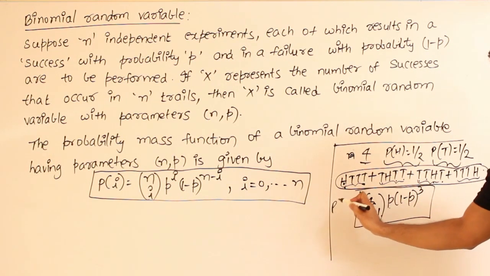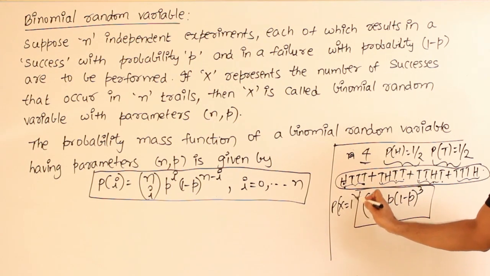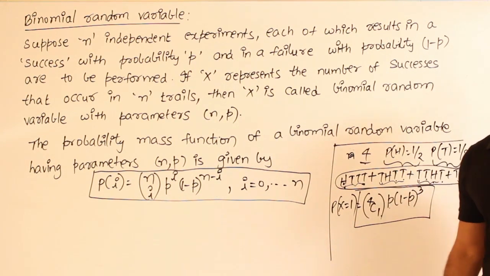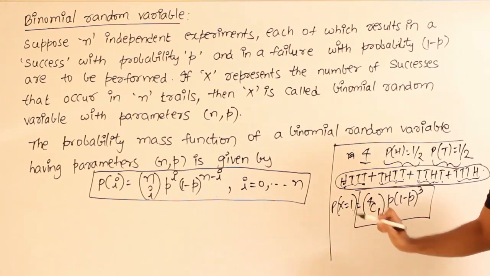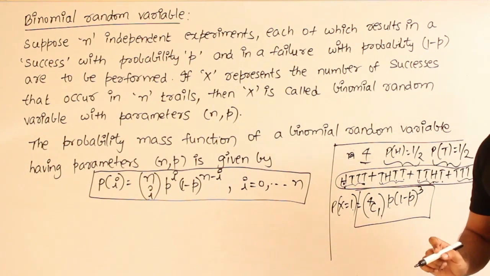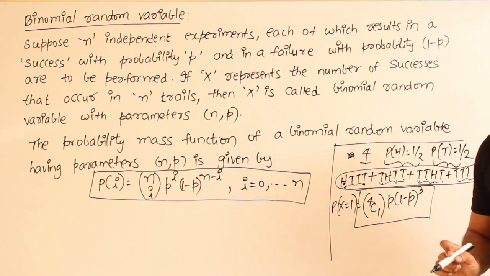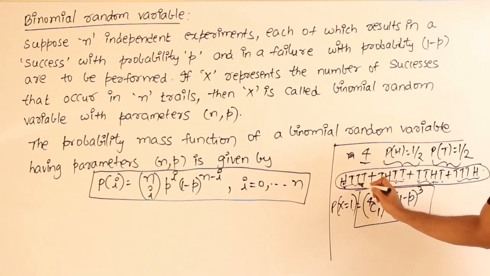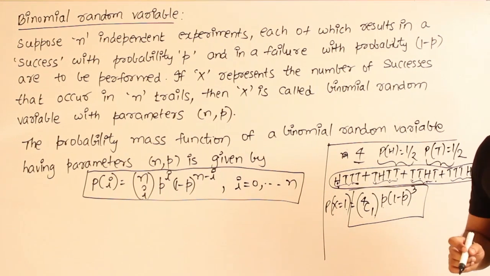The probability that the number of successes equals 1 is equal to this, right? Similarly, if you want to count P of X equal to 2, which means counting the events where the number of successes is exactly 2, then it is nothing but how many ways we can get 2 heads and 2 tails, right?